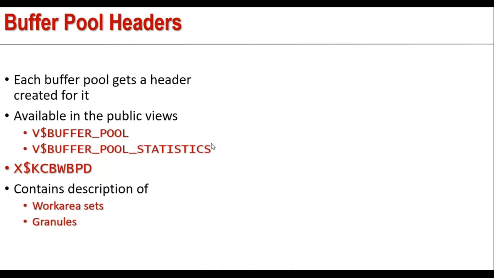Now, within the buffer pool, we have the granules we already have talked about, and we also have something called the work area set. So this W stands for the work area set. Take it like this, that each particular buffer cache is divided logically further into smaller caches. And each of these smaller caches is basically one particular work area, right? And this is what we're going to see in just a minute.